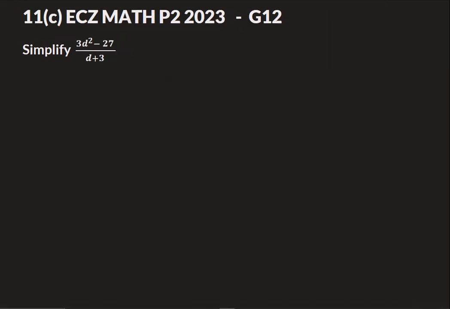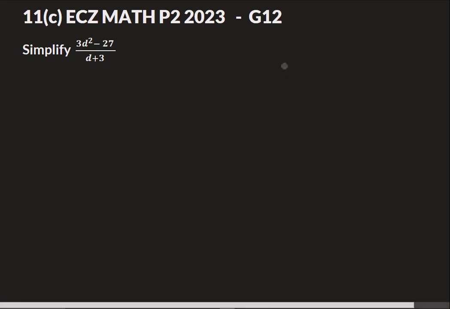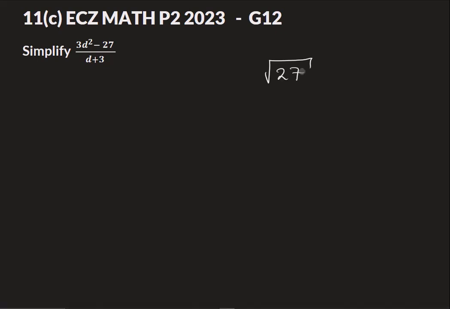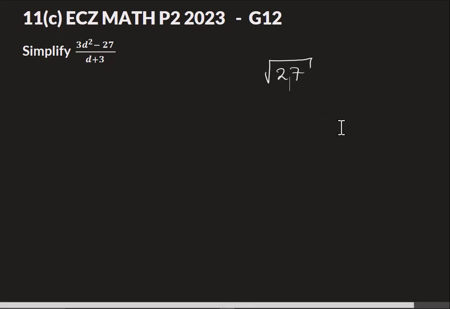This is another question here. We're going to simplify this using the concept of difference of two squares. Now, if you directly try to find the square root of 3d squared, you notice 3 here does not have a square root. That means we need to perform some manipulations before we apply the concept of difference of two squares. Also, if you try to find the square root of 27, the same thing happens. We can't easily find the square root of 27. So we need to think of a way of manipulating this and then finding the difference of two squares.